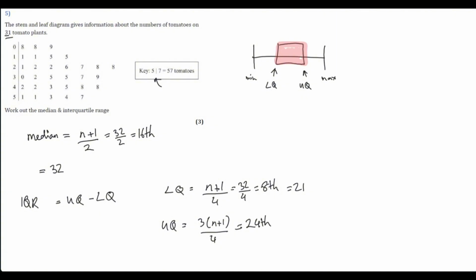As we know, the 8th position is 21, which is this bit. So we just want to go into the 24th position. That's 9, 10, 11, 12, 13, 14, 15, 16, 17, 18, 19, 20, 21, 22, 23, 24. So it's going to be 45. We have the upper quartile as 45, take away 21, and this gives us our interquartile range, which is 24. And that's finished.